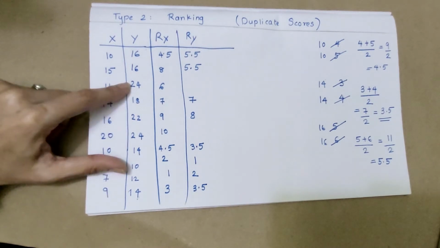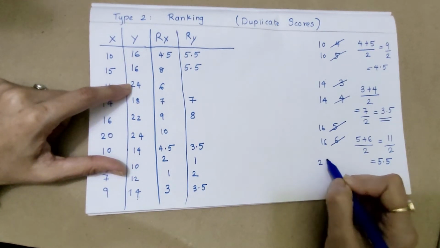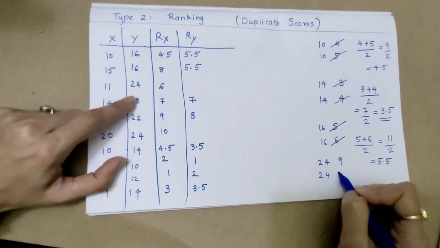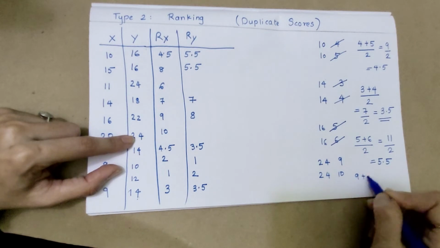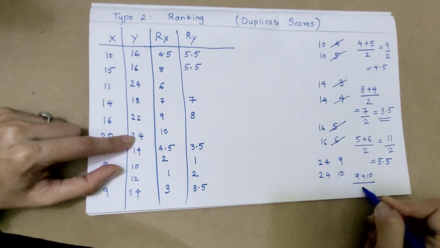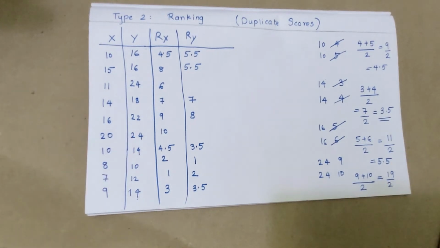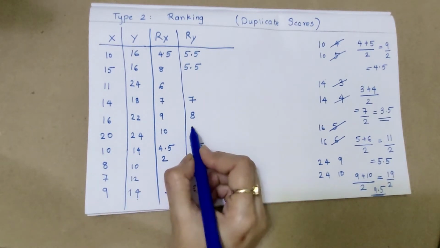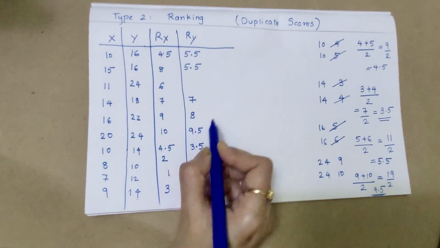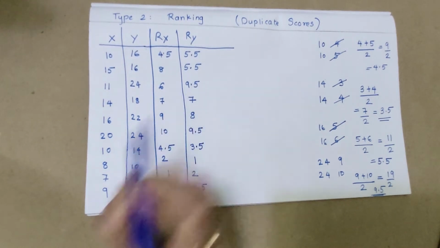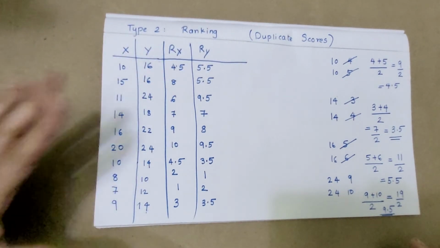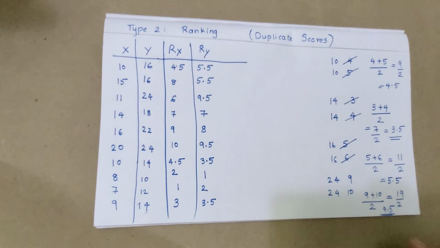Now you will see 24 and 24 is repeating. Again we have 8, after 8, 9th rank. Again 24, that is the 10th rank. So 9 plus 10 by how many elements are there? 2 elements, which is 9.5. And I will allocate 9.5 and 9.5 to both of them. I hope we have understood the type 2 ranking perfectly for the duplicate scores. So let's move on to the next step.